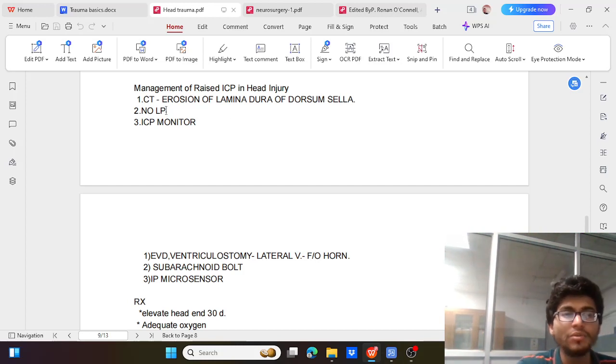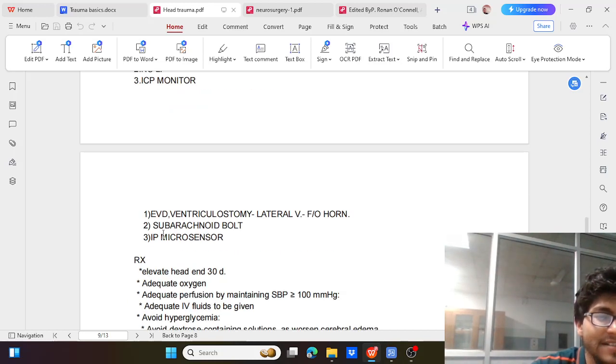Here we will not do lumbar puncture because it can cause herniation and deteriorate the patient. The patient may die. And lastly, what we can do is ICP, intracranial pressure monitoring, that is done with the help of an external ventricular drain. So we put a drain in the ventricle so that we can control the CSF pressure, and we can decrease the symptoms.